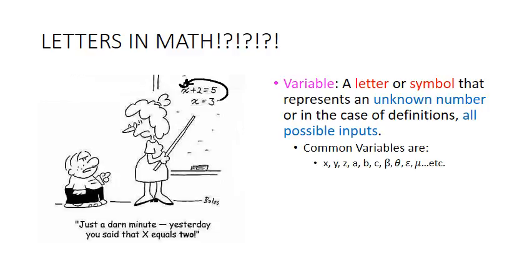Just a darn minute, yesterday you said x equals 2. Well, x is going to equal lots and lots of different things. It's okay. Some common variables that we're going to be using are x, y, z, a, b, c, beta, theta, epsilon, and mu, and there are a whole lot more. So we're going to be worried primarily right now about x, y, and z, and some other letters of the alphabet.